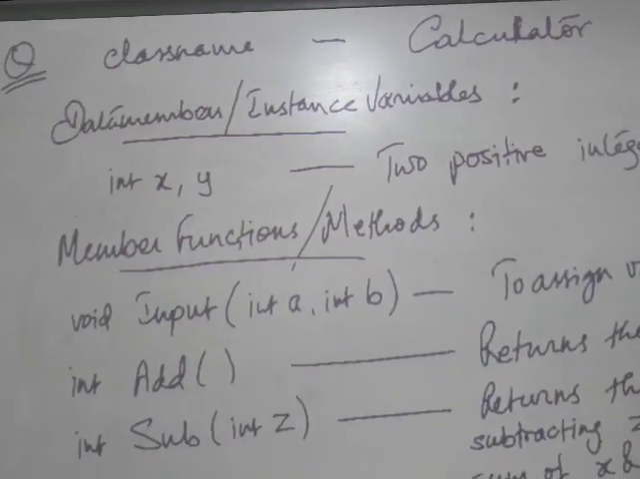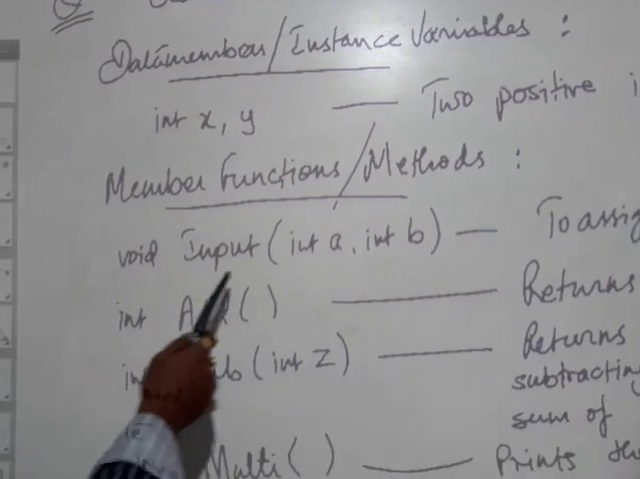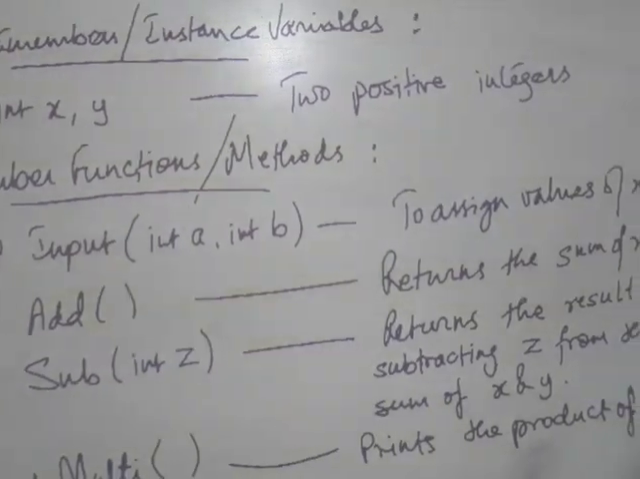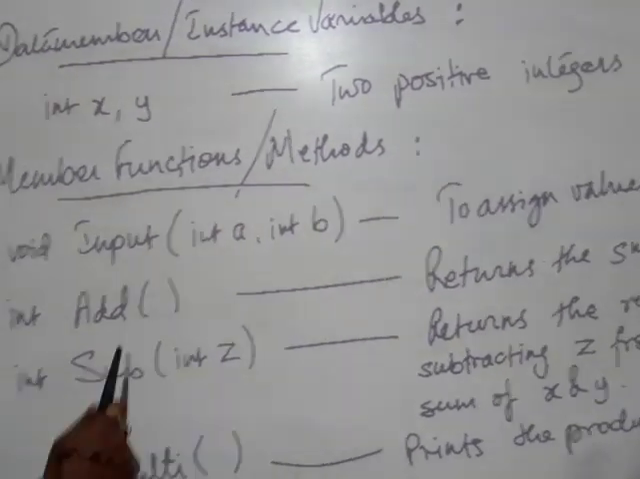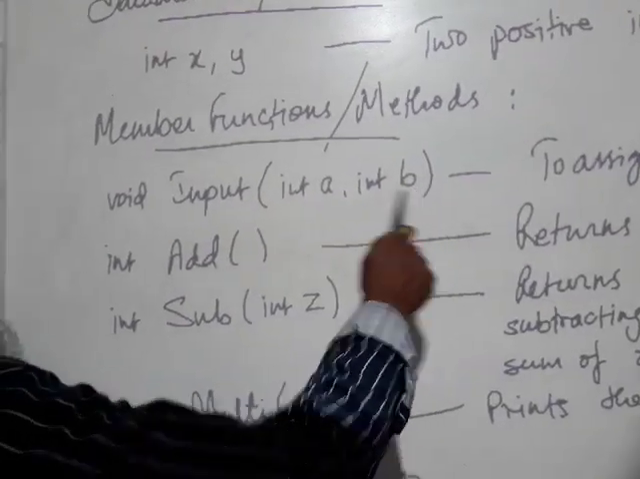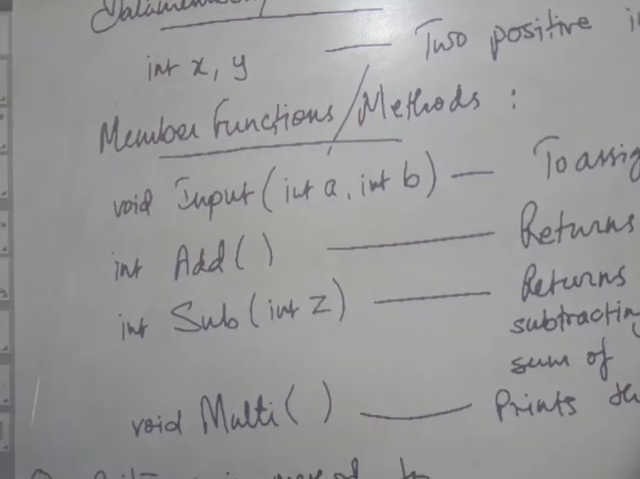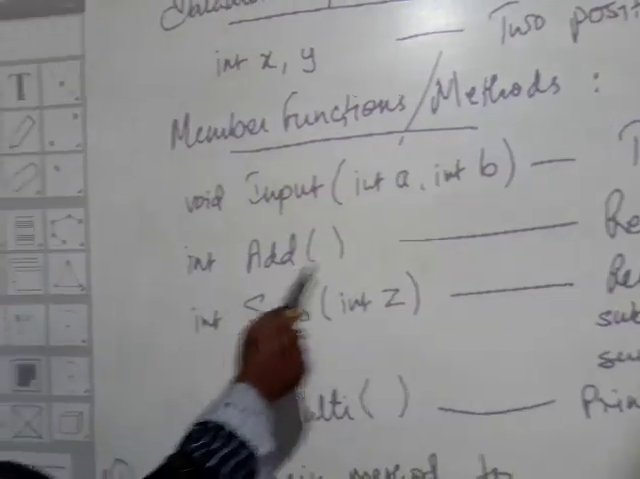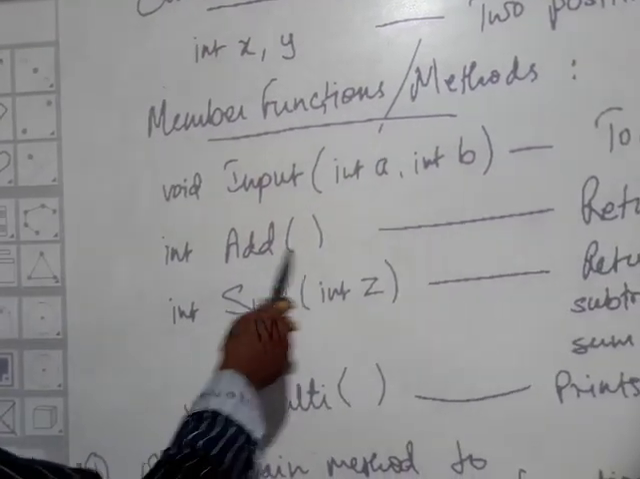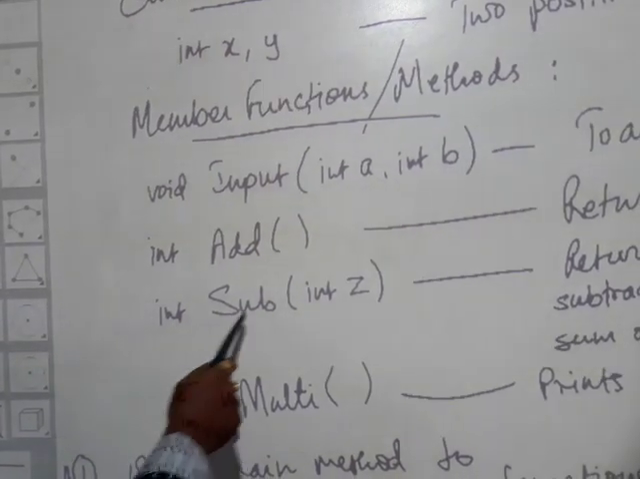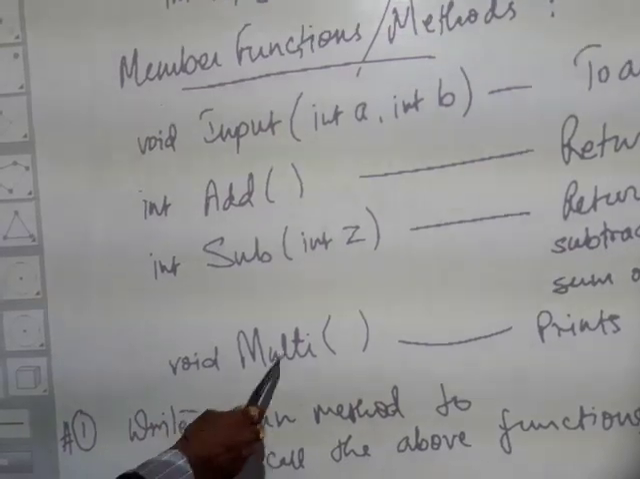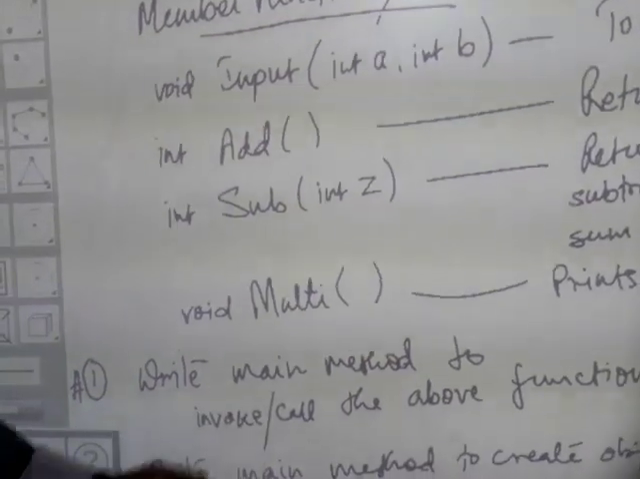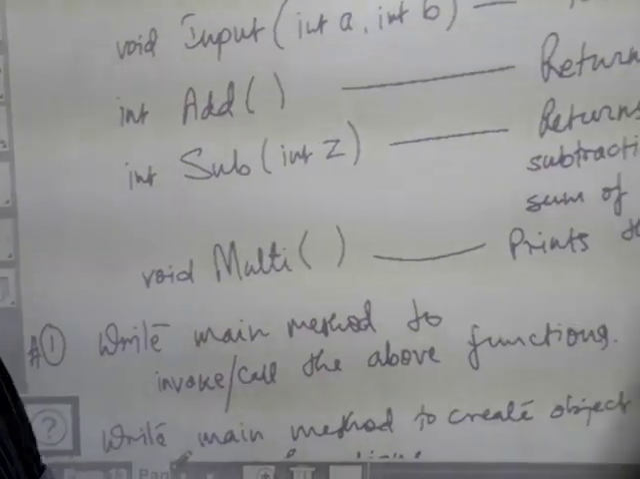Member functions or methods: you have first one, void input(int a, int b). Now this is a new type of accepting function. Earlier we did not have these parameters, today we have a parameter, so I'm going to show how this works. Then int add, that is without argument with return. Then int sub(int z), that is with argument with return. Void multi, and this is without argument and without return.